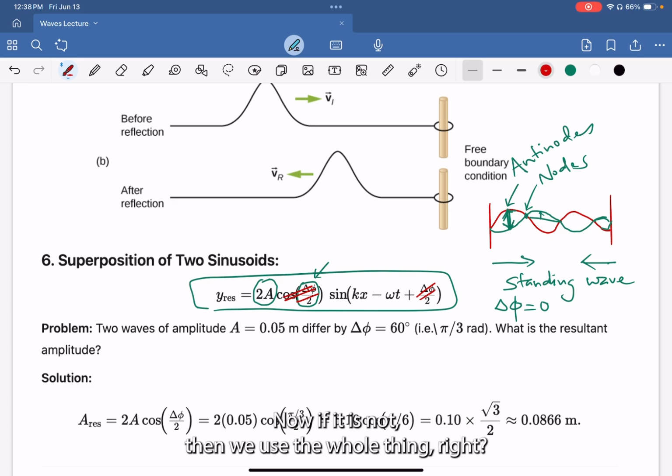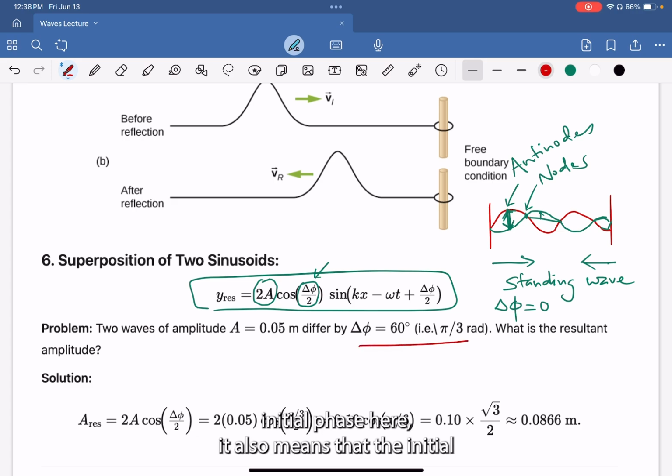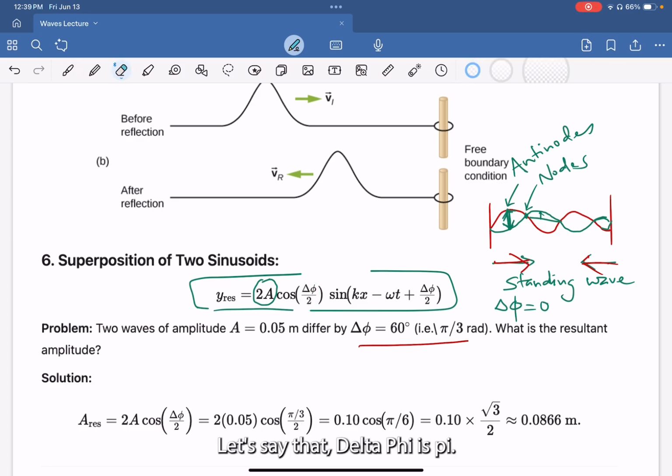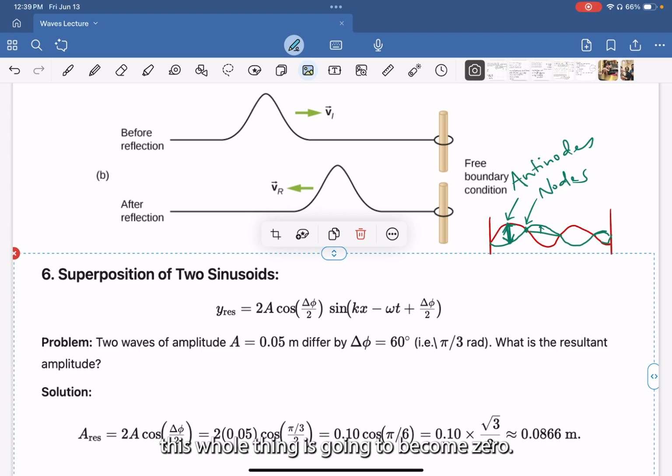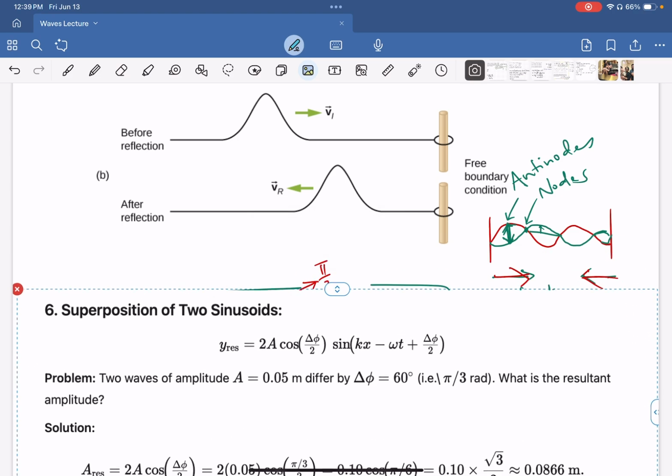But in this problem, it is not. If it is not, then we use the whole thing. You have the amplitude given, and you have the phase difference between them. When you say the initial phase here, it also means that the initial and the reflected waves are not completely in phase. Let's say that delta phi is pi. Then you're going to get pi by 2, which is 90 degrees. And cosine of pi by 2, cosine of 90, is 0. So when you get a factor of 0 here, because you're multiplying with a 0, this whole thing is going to become 0. Did you understand that?